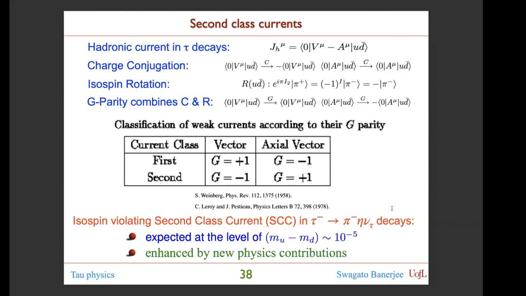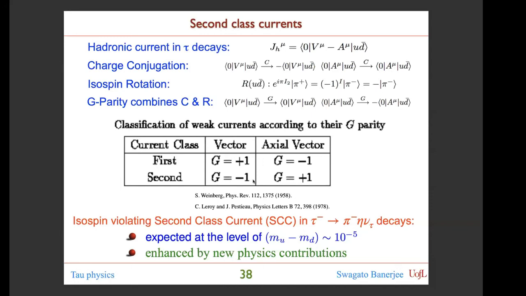Finally, I will discuss the second class current. The hadronic current in the tau decays is shown here, which has contributions from the vector as well as the axial currents. The G parity, which combines the effects of charge conjugation and the isospin rotation, is shown here. And the dominant terms are shown by this classification of the G parity versus the axial and the vector currents. The dominant term is the leading allowed term, which is called the first class current.